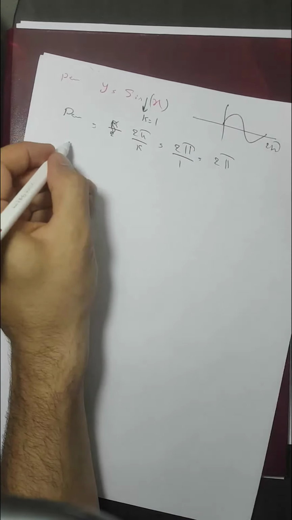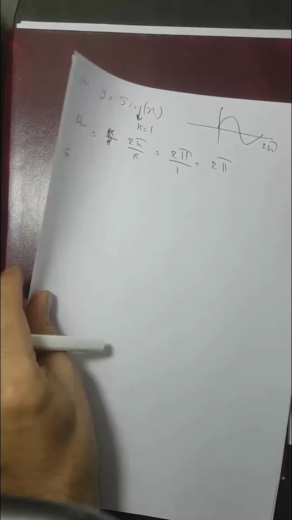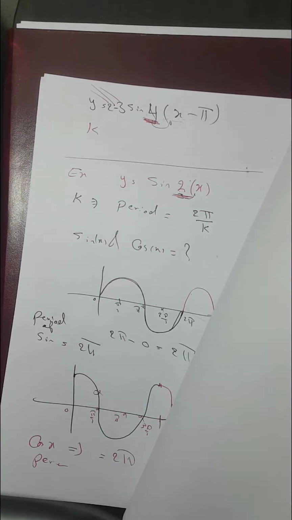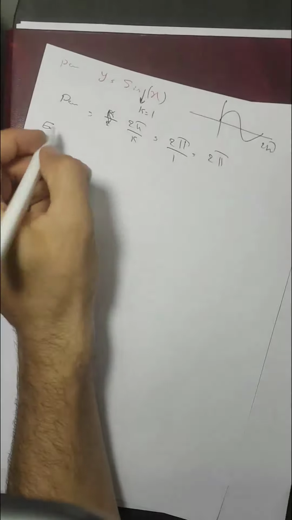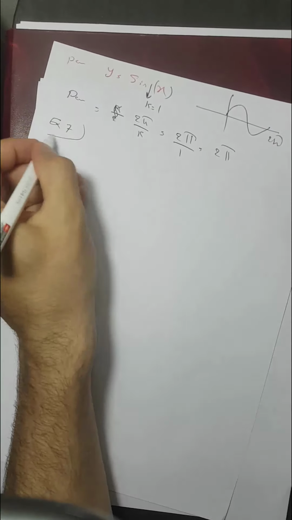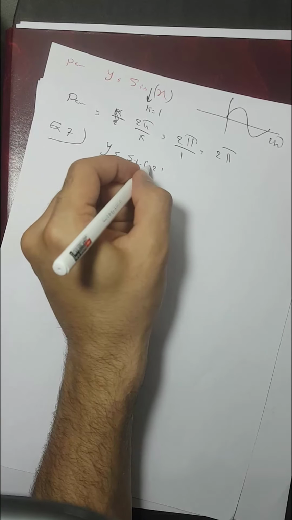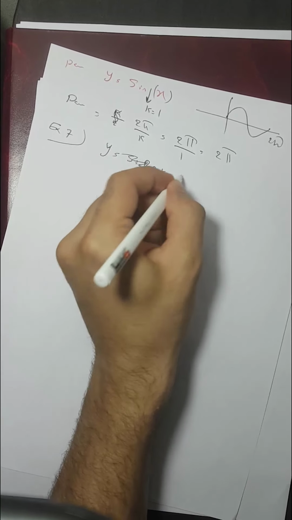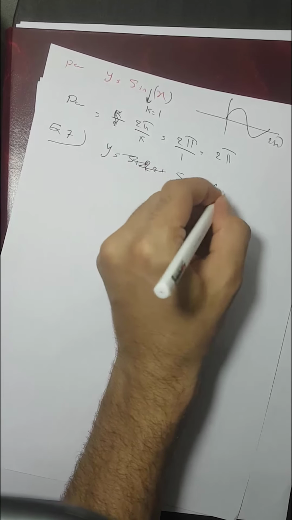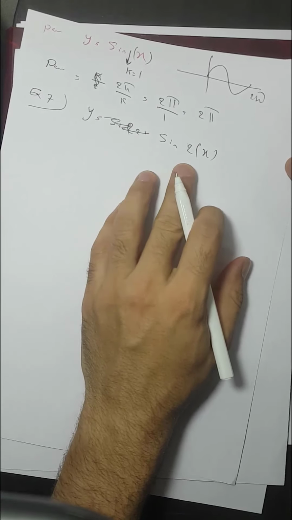Okay. Now how about our example? It was example number 7, I think. Yeah, example number 7. If I say sketch sine 2x, with the 2 inside, now it's time to find the period.